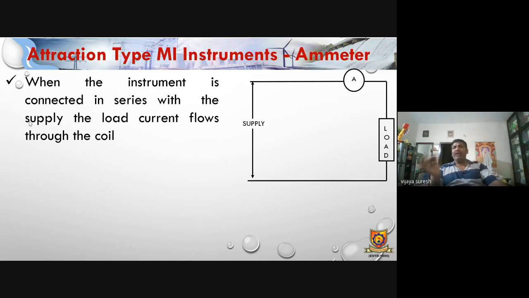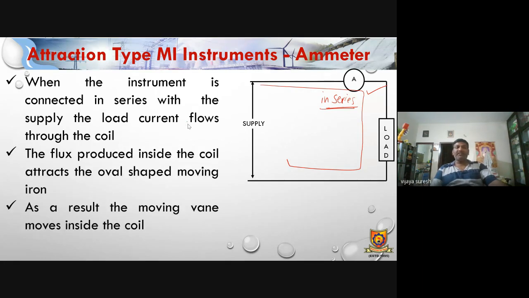Similarly, we can have an ammeter. Here we are using either DC or AC, whatever the supply may be, and we are going to use it in series with the supply or in series with the load. So in a series circuit, we are going to use this ammeter. An ammeter should always be connected in series. The flux produced inside the coil attracts the oval shaped moving iron. Same as in the case of the voltmeter, here also in the case of the ammeter.